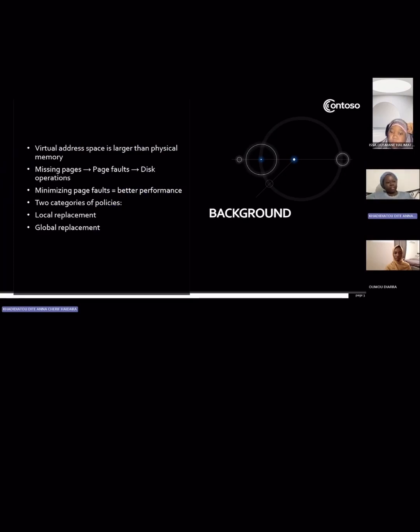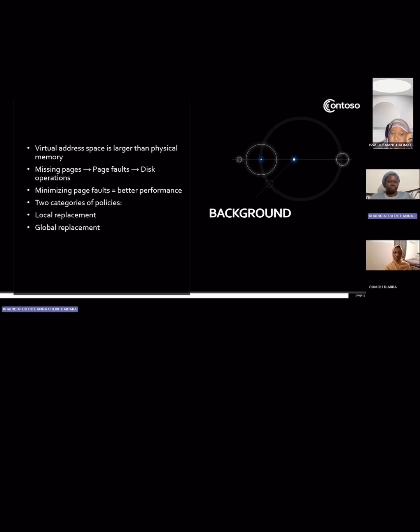So here we have the background. Before looking at the results, here is some background information about virtual memory and page faults. We have: virtual address space is larger than physical memory, missing pages, page faults, disk operations, and minimizing page faults equals better performance, as you see on the screen. And we have two categories of policy: local replacement and global replacement. That basically sums it up by itself.